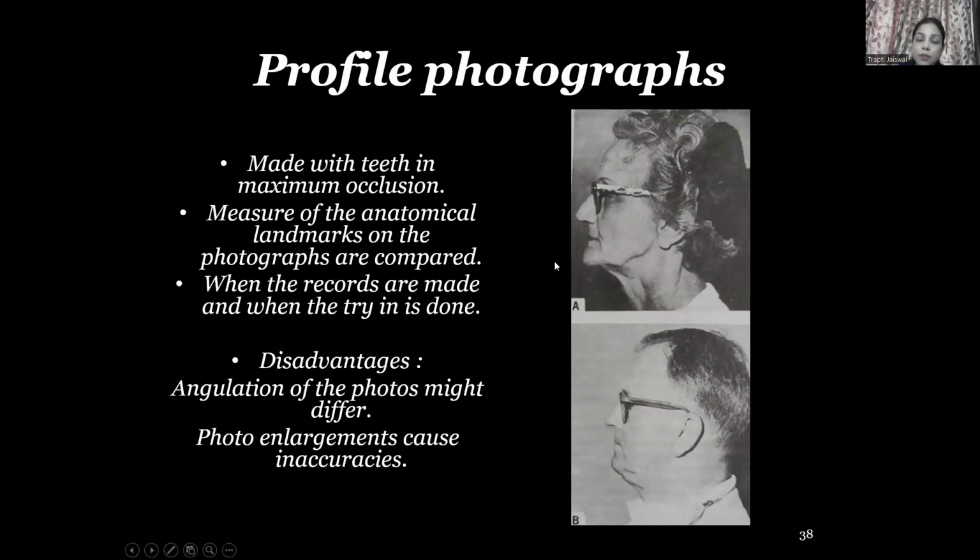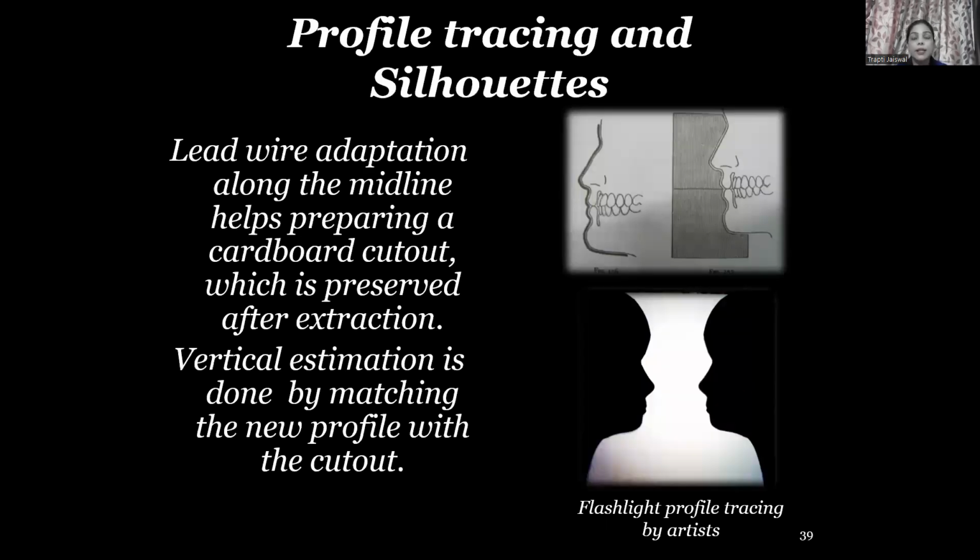So the photos which were taken before the edentulous stage, when the patients had their teeth in occlusion, are enlarged to a size and compared with the anatomical landmarks on the patient's face after losing the teeth. Another method is profile tracing, the silhouette.